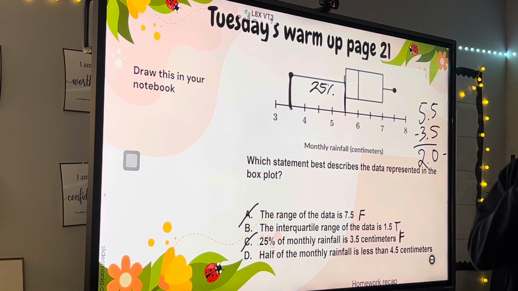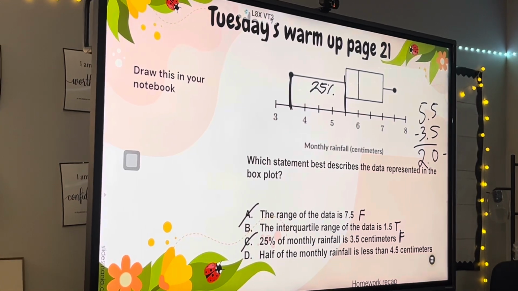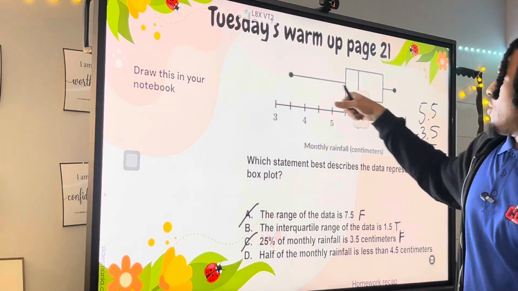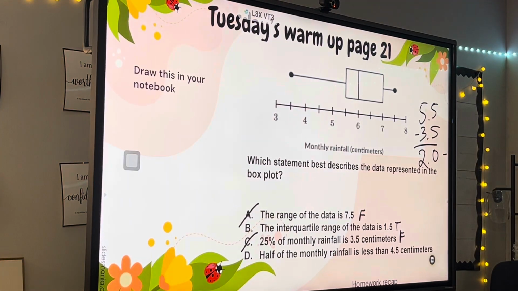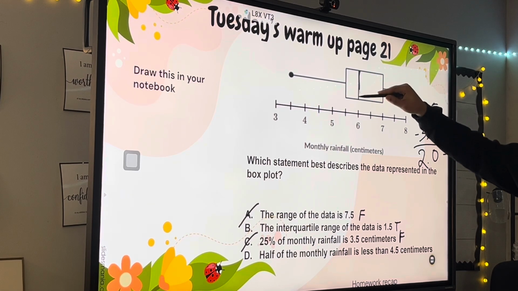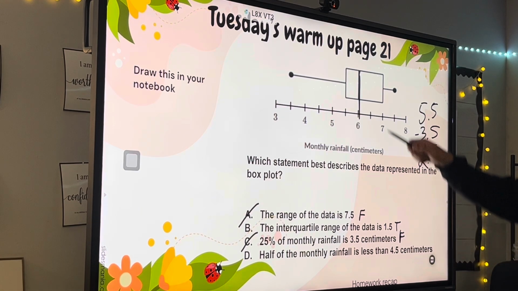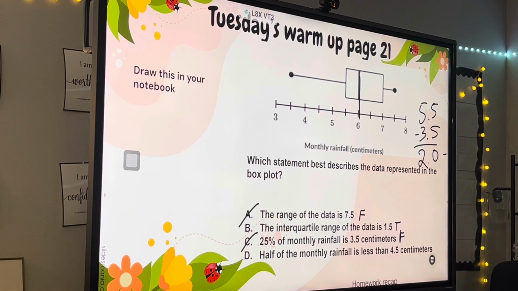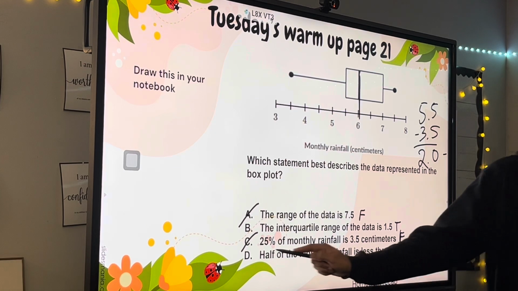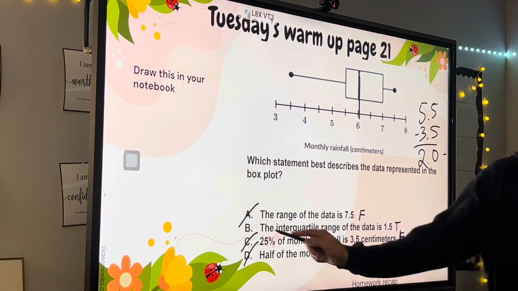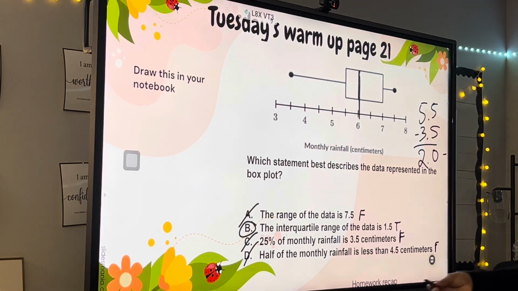And then D says half of the monthly rainfall is less than 4.5 centimeters. What word do we know means half of the data? Median. Median, right? So if my median is here, what number is that at? 6, right? So is that true? Is half of the monthly rainfall less than 4.5? No, it should say half of the monthly rainfall is less than 6 centimeters because that's the halfway point. So this is false. Cross that one out. What's our answer? B. All right. B.